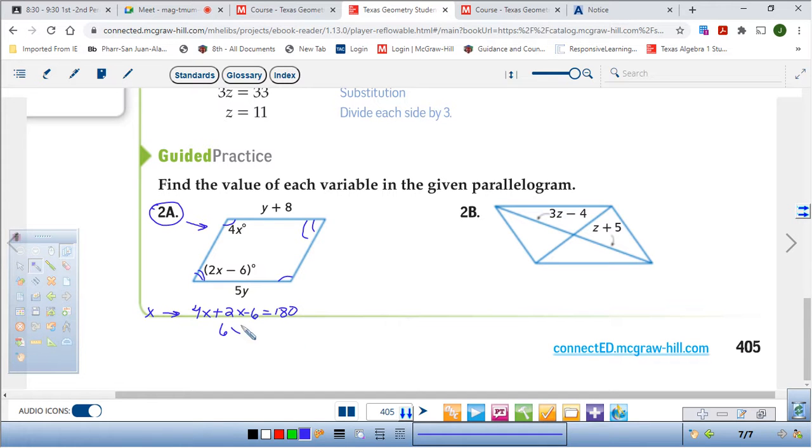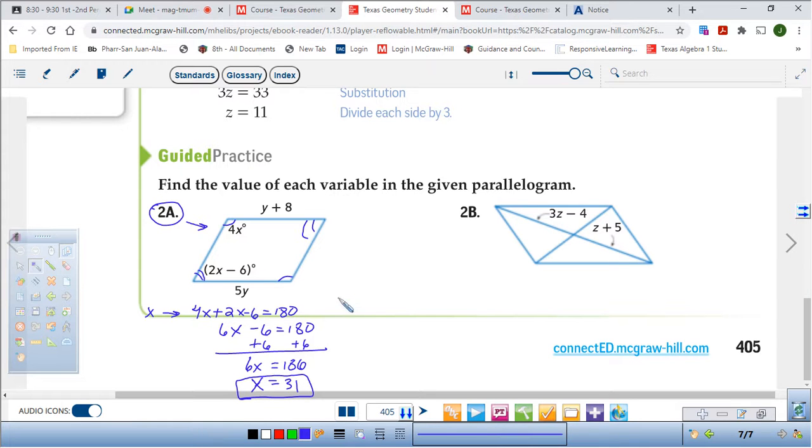It becomes 6x minus 6 is equal to 180. Add 6, 6x equals 186. Oh, great. What is that, 31? x equals 31. So 6 into 18 is 3. One more 6, yeah.